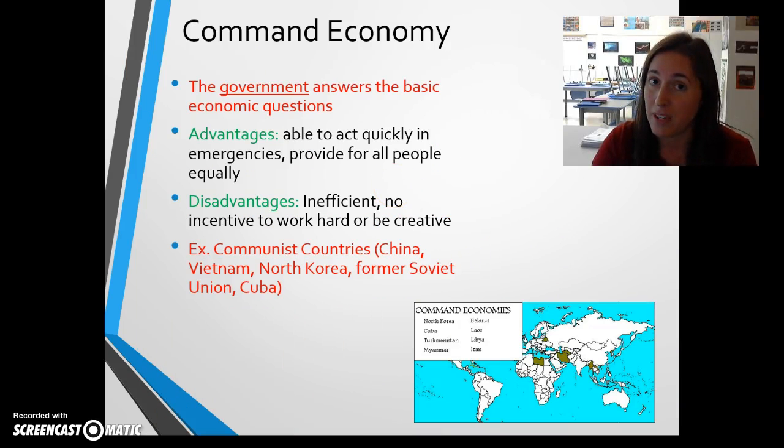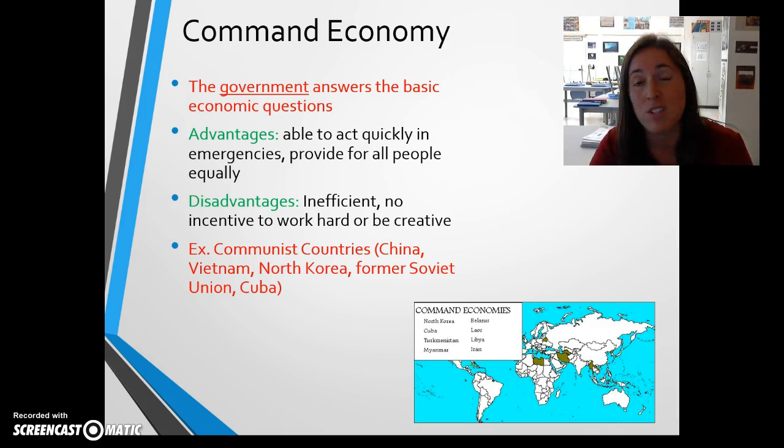A command economy is very different. This is where the government answers the basic economic questions. There are both advantages and disadvantages. The good things about it are that the government is able to act quickly in emergencies. They are able to provide for all people equally, so it's fair. The disadvantages, or the not so good things, are that it's inefficient. There's no incentive to work hard or be creative because it doesn't matter how hard you work, you're still going to get what everybody else gets.